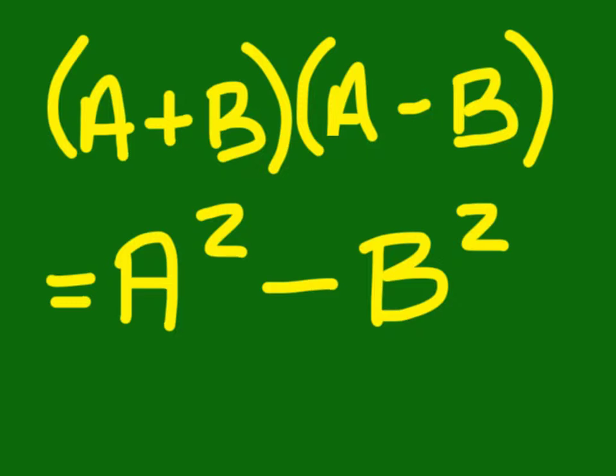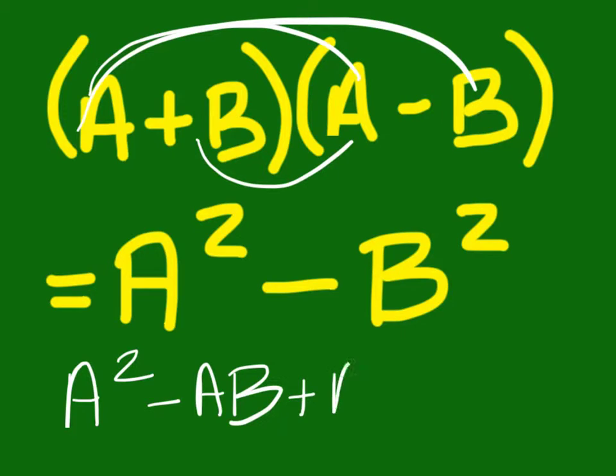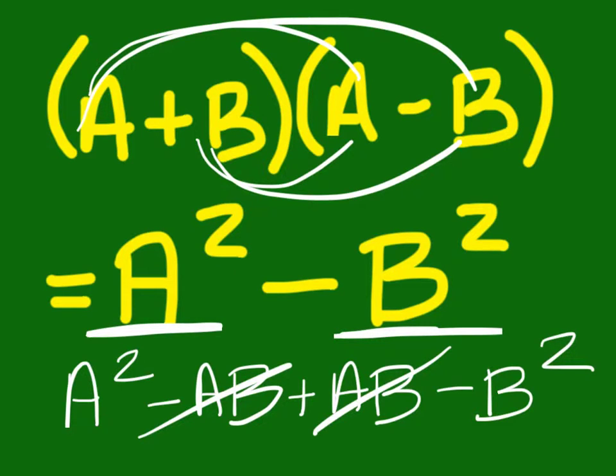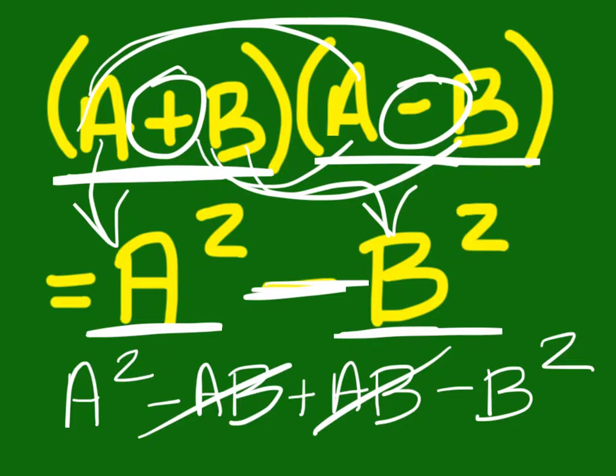Remember that when you multiply these two quantities together, it's a times a, a times the minus b, b times a, and b times minus b. But minus ab plus ab cancel out. That's why the answer is a squared minus b squared. Whenever you see two quantities that are the same but have different signs, you square the first term, square the second term, and put a minus sign in between.